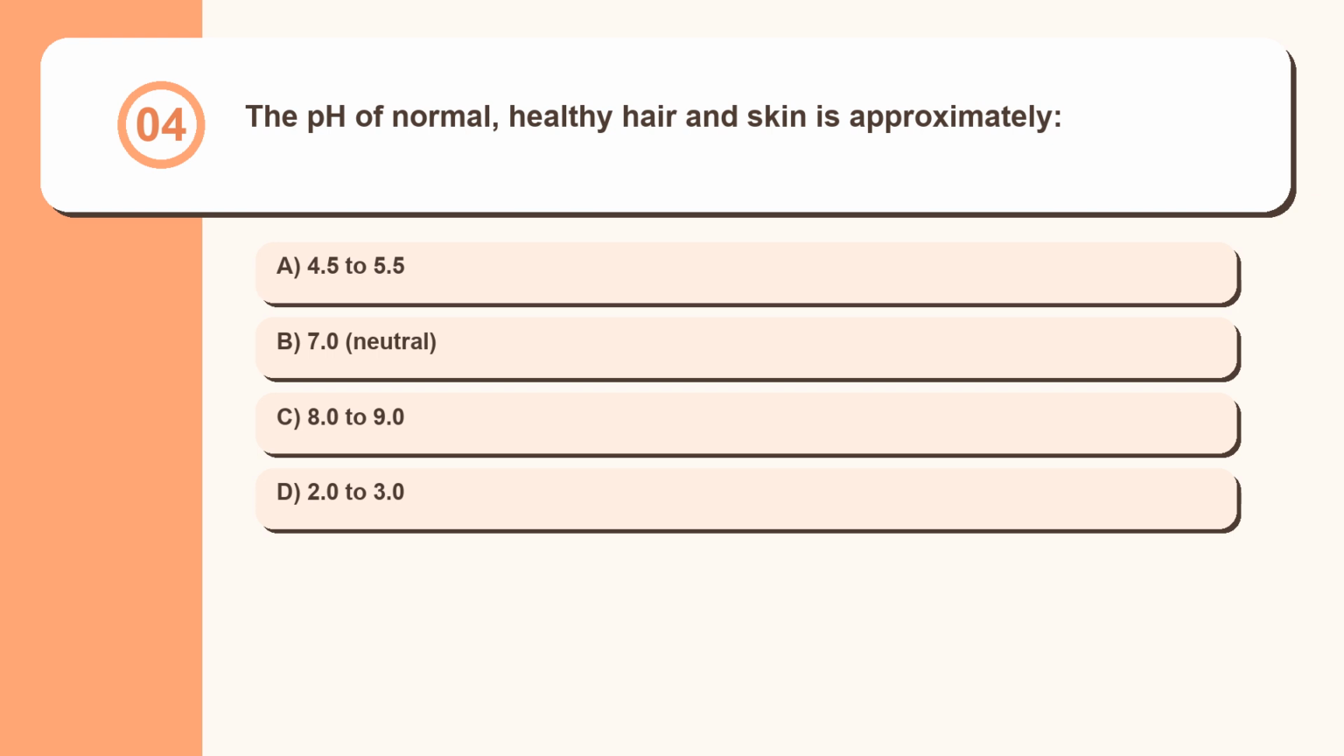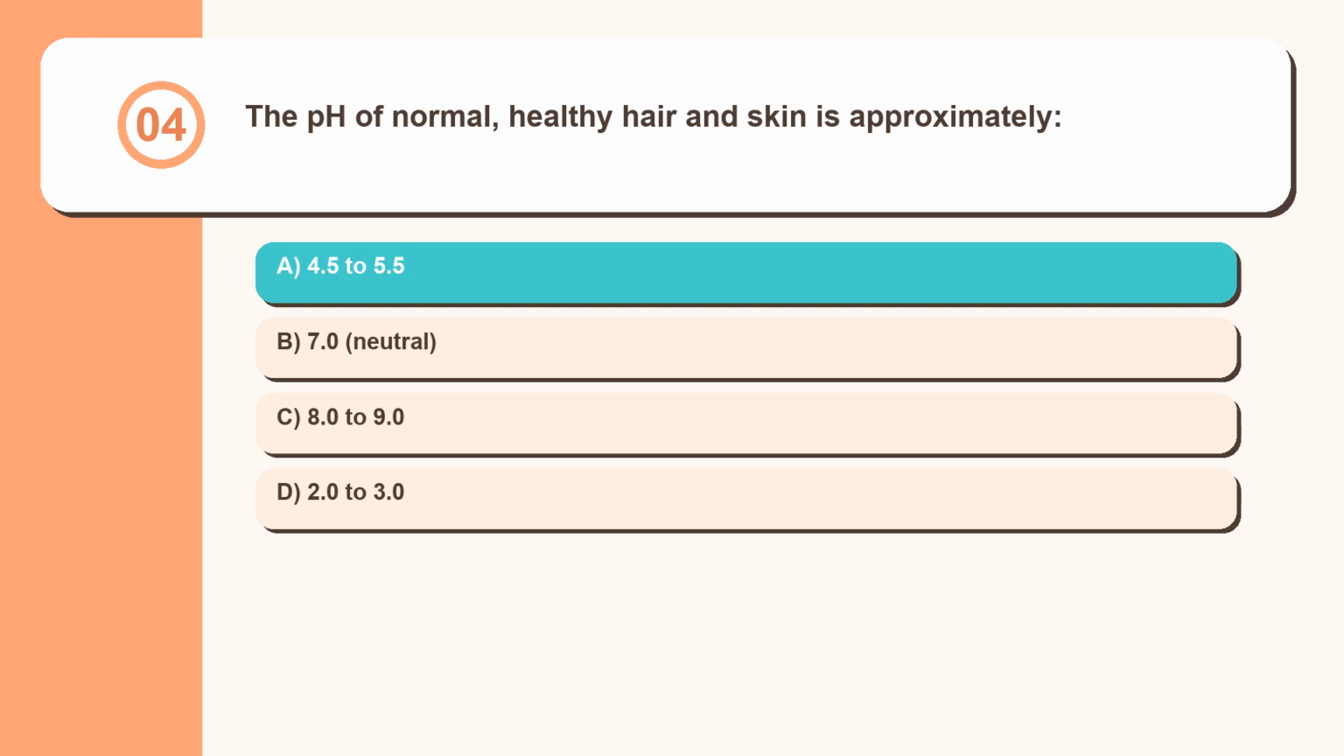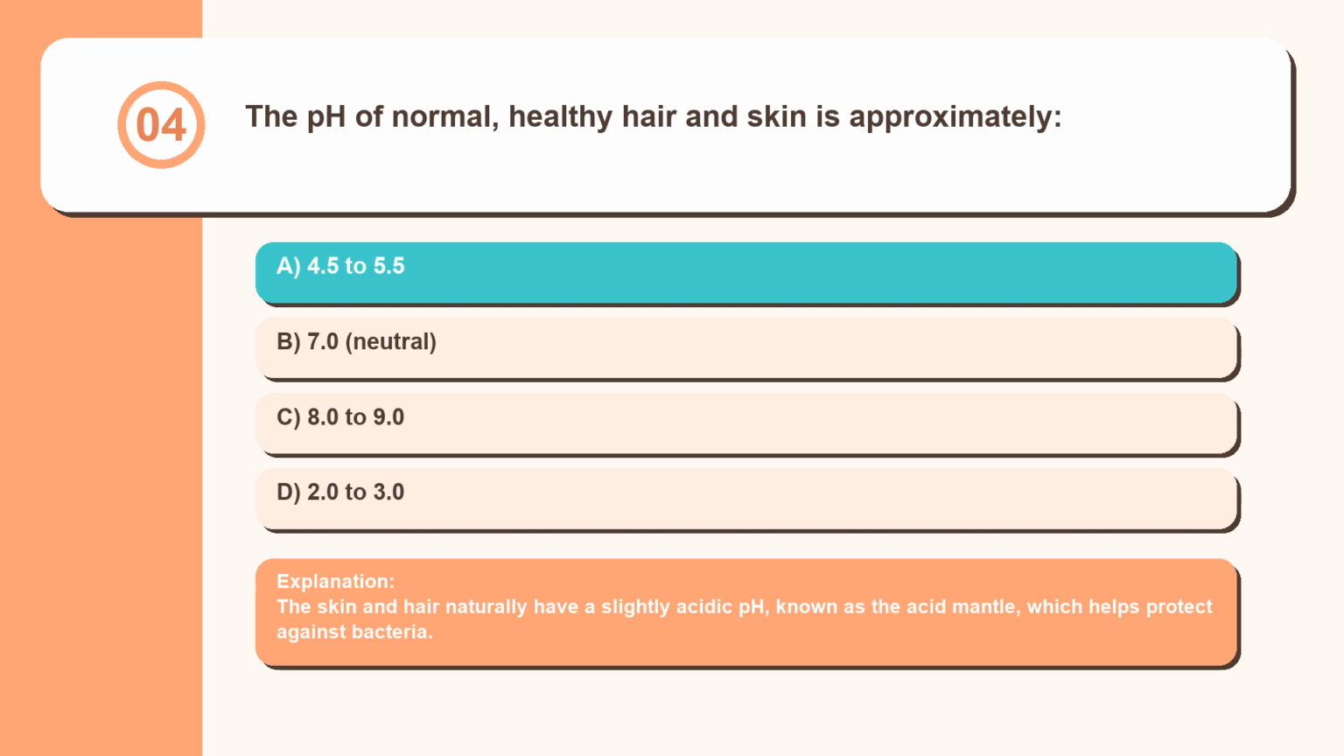Question 4. The pH of normal, healthy hair and skin is approximately 4.5 to 5.5, 7.0 neutral, 8.0 to 9.0, or 2.0 to 3.0? The skin and hair naturally have a slightly acidic pH, known as the acid mantle, which helps protect against bacteria.